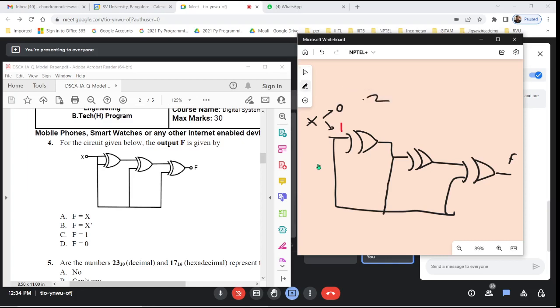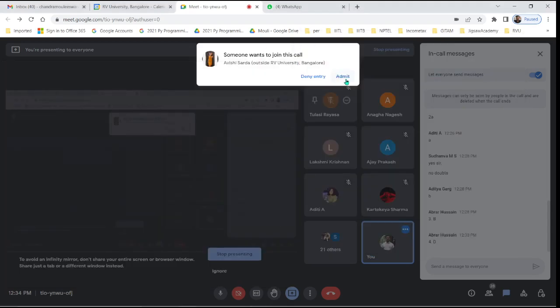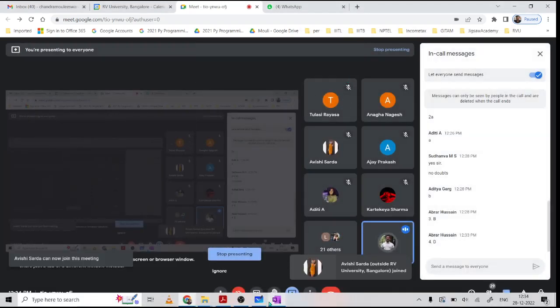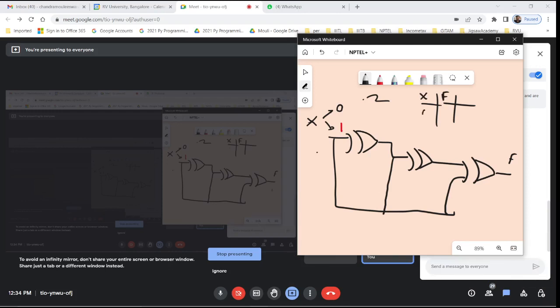Now if you want to find the relationship, pass a 0 and then find out F. You have to draw a truth table and then find the relationship between X and F. So X can have a 0, then what will be the value of F? So assume that 0 is given. Now this is 0. Oh sorry, this has to be here. Let me erase it.